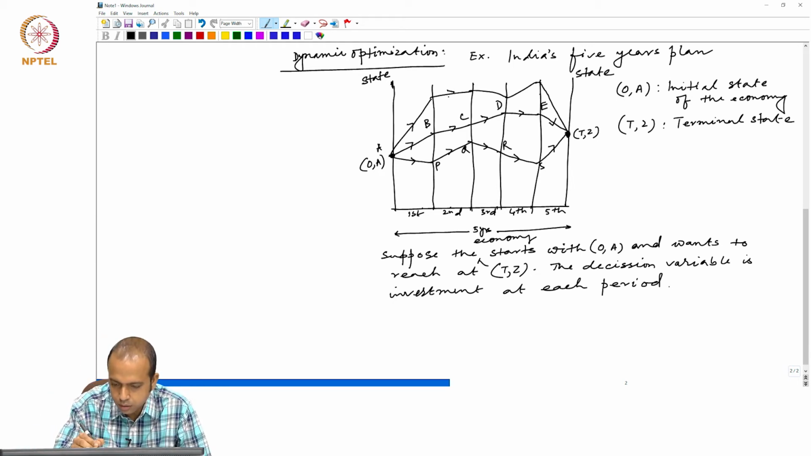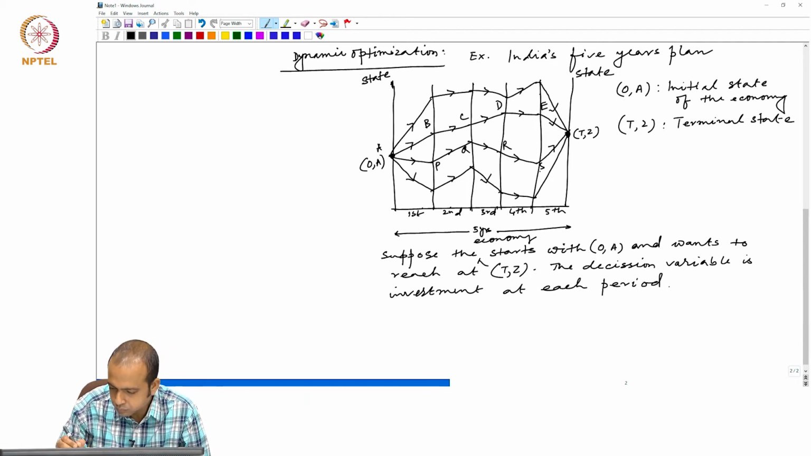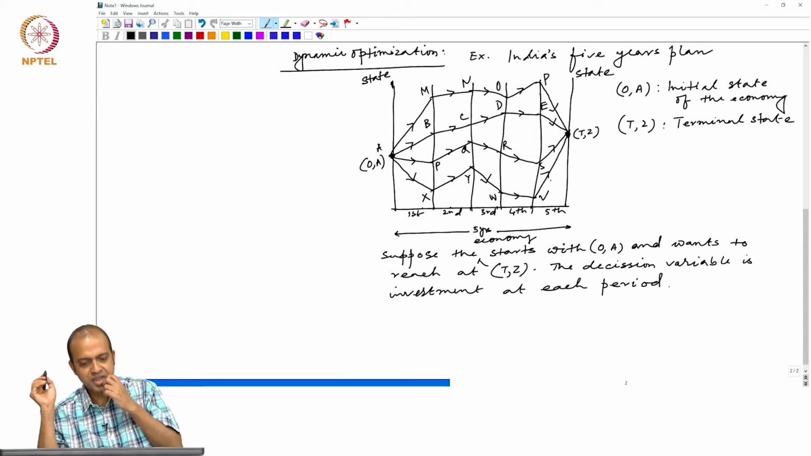There might be another path here, and another path like this, let us say M, N, O, P and T, this is X, Y, W, V and T. So, depending on how much amount you invest at each and every period, you will get any one of these paths.